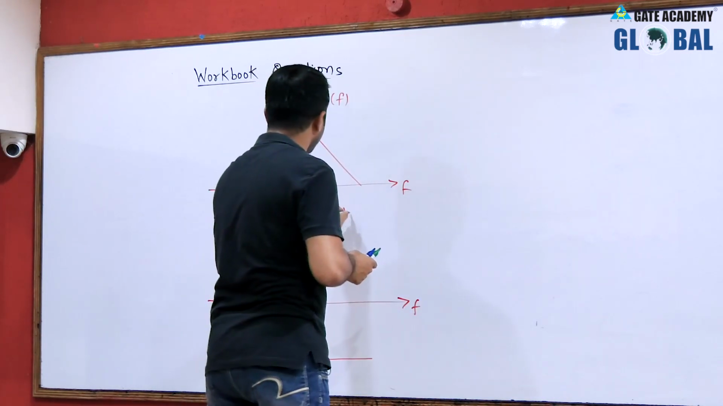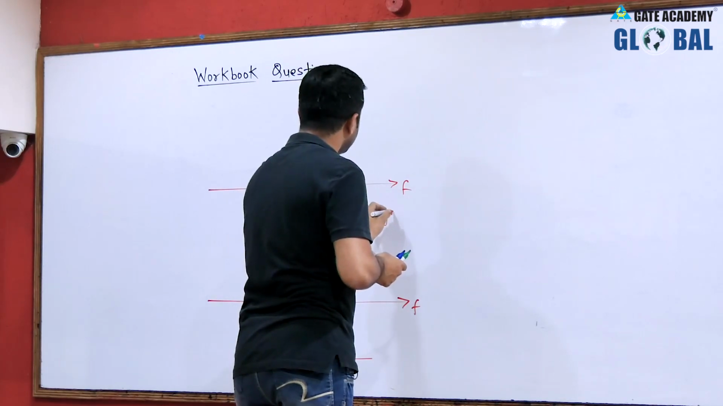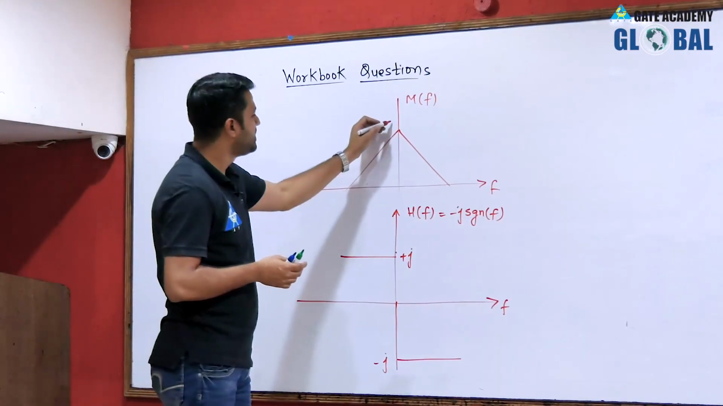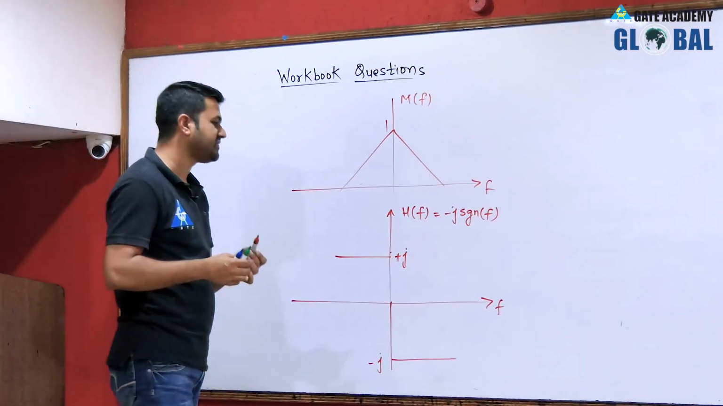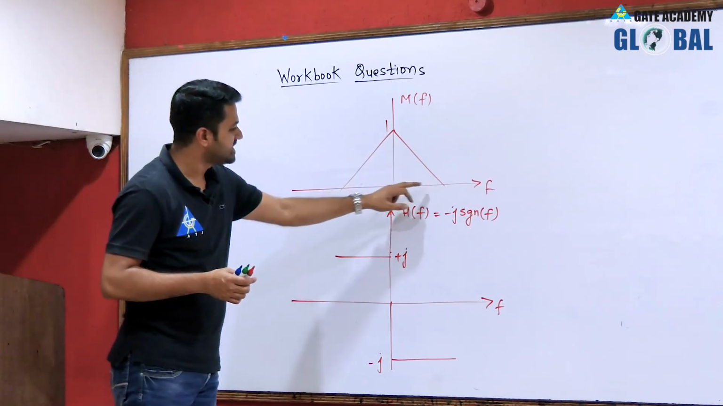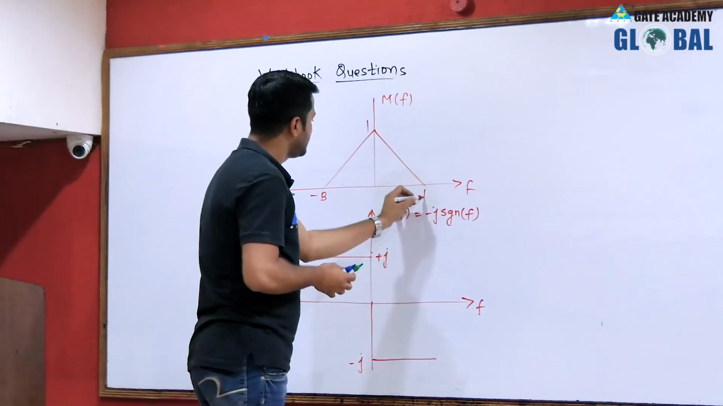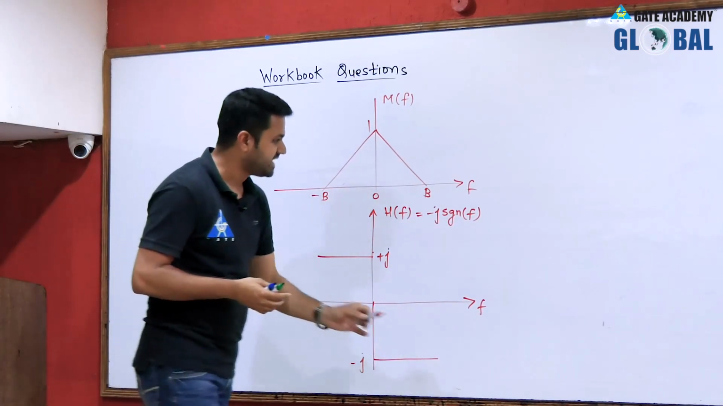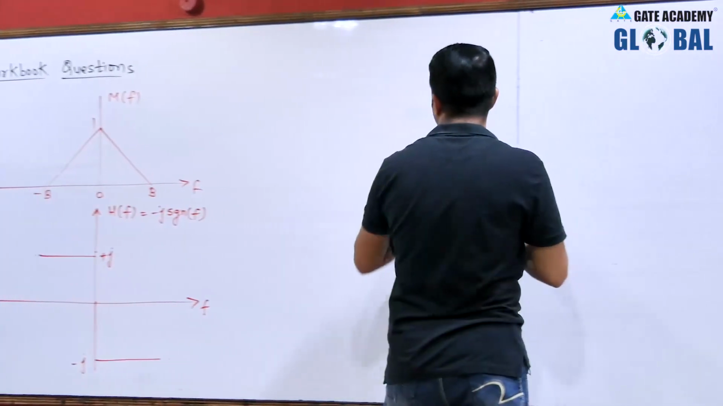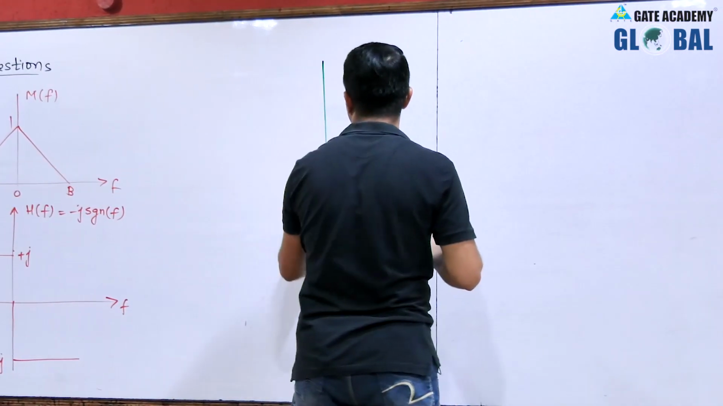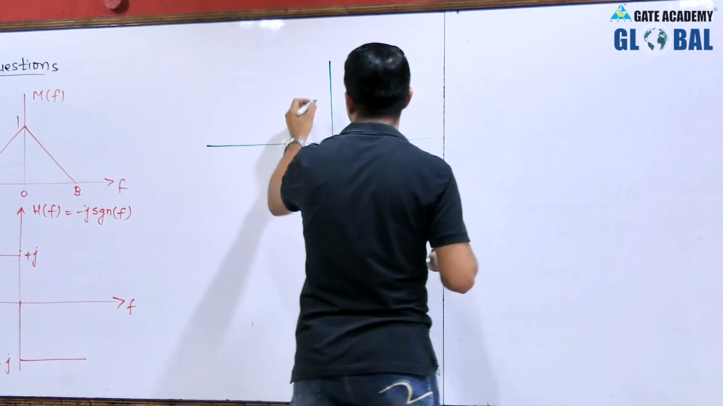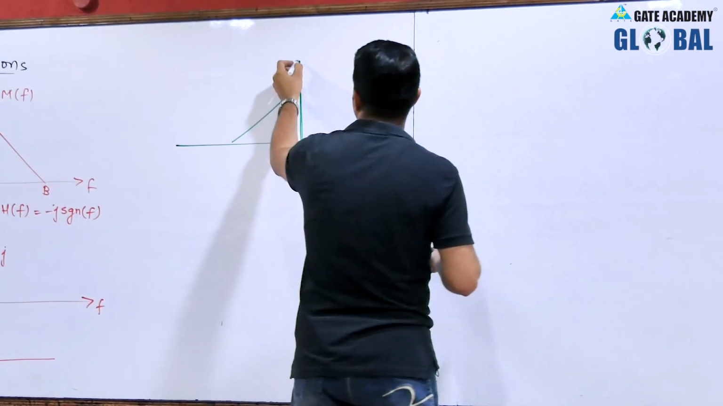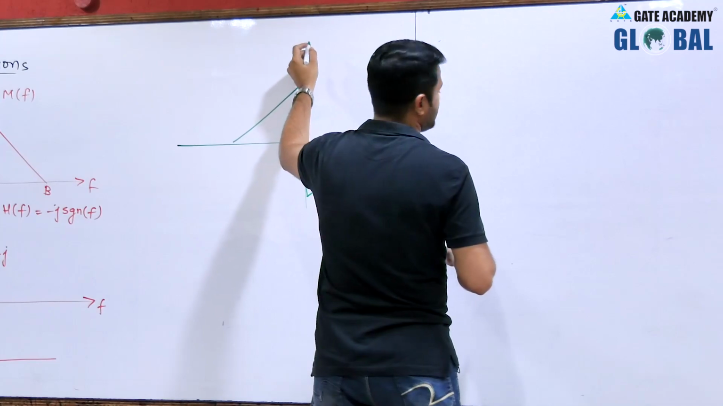We multiply it by H(f), which is minus j signum f. When we multiply these two, we will get the Hilbert transform in the frequency domain, because we are dealing in the frequency domain. This is minus b and plus b. The positive frequency, which has a negative slope, is multiplied by minus j, so the slope will become positive, because the slope was previously negative. And we will get the Hilbert transform of the message signal.